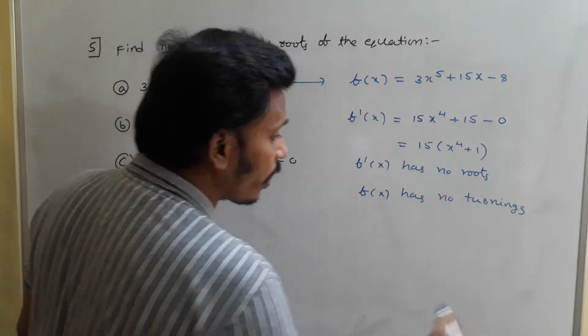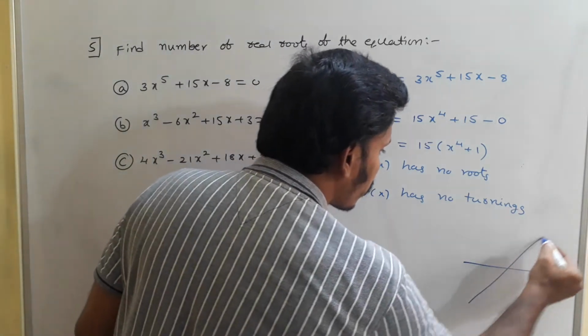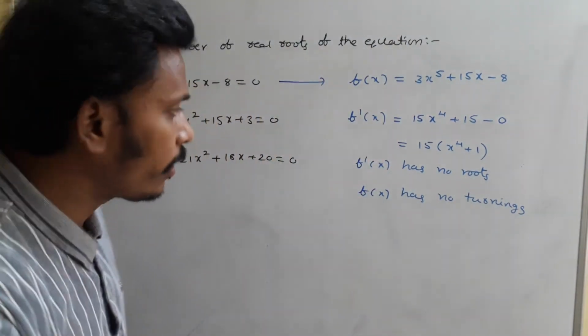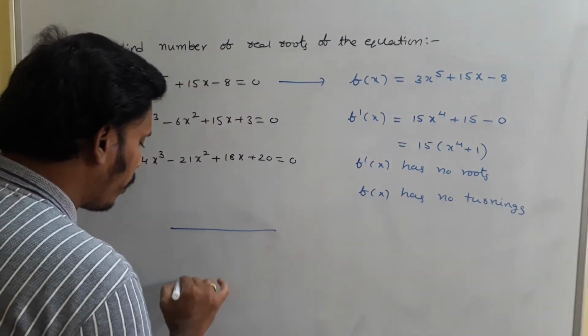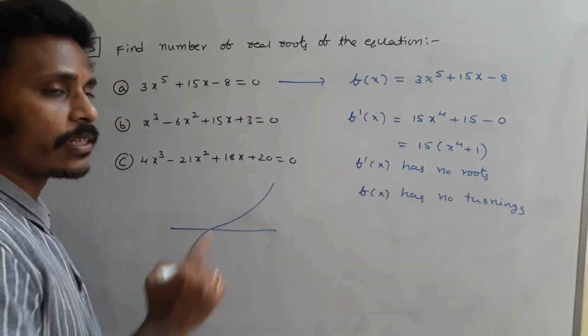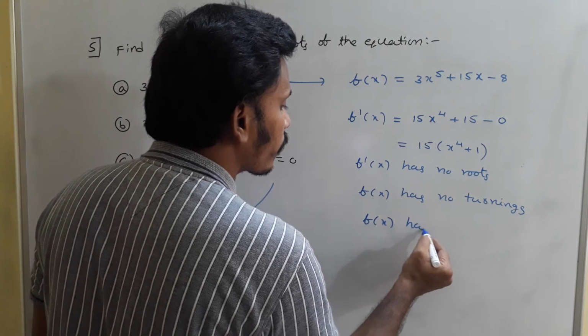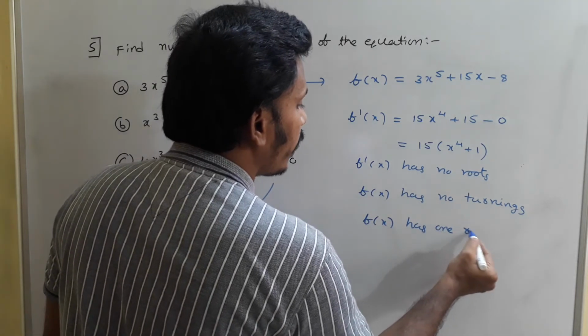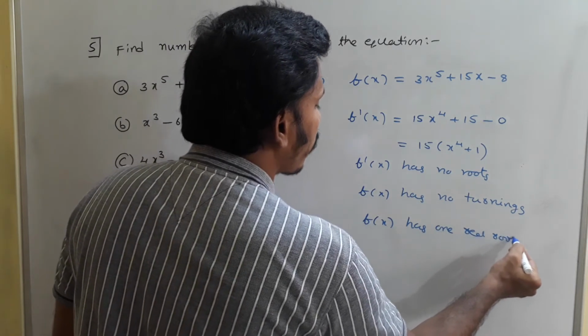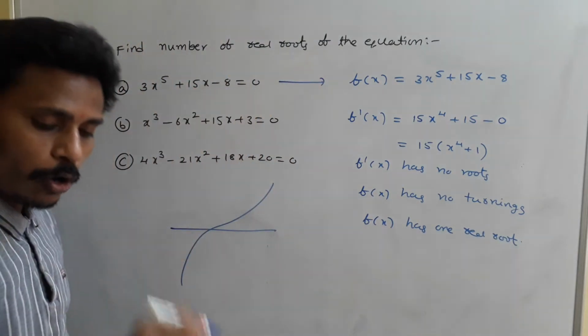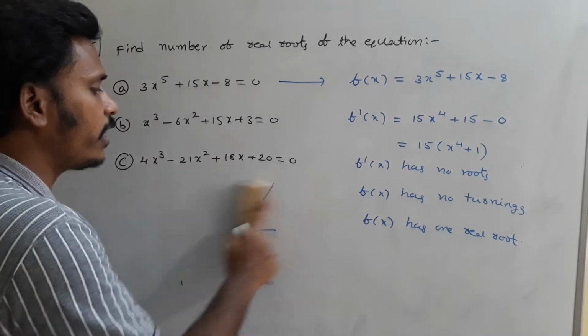Since it has no turnings, the graph may be like this. This is a straight line actually. As per the given function, the graph may be like this. It just passes through the x-axis only once. So f of x has one real root, and all the other roots are imaginary. So that's it. The number of real roots for the given equation is just one.